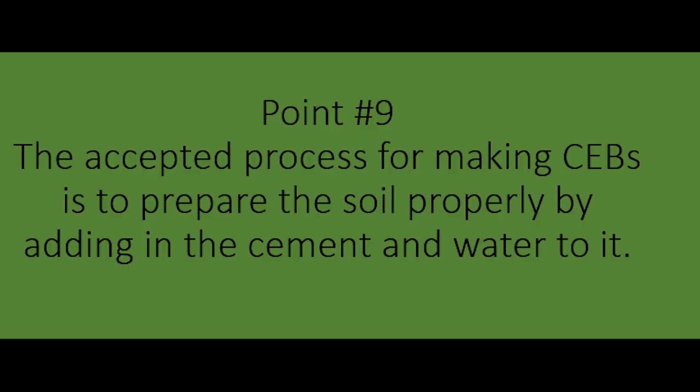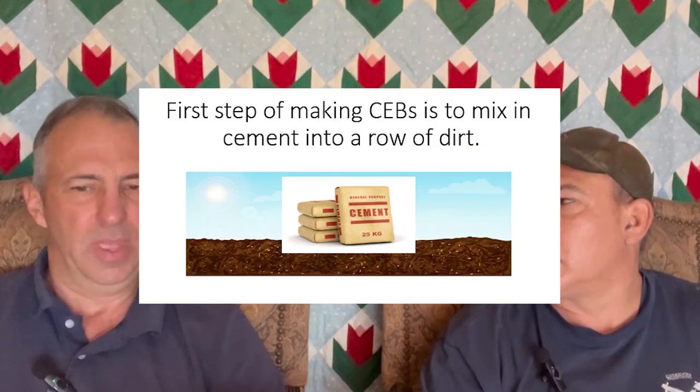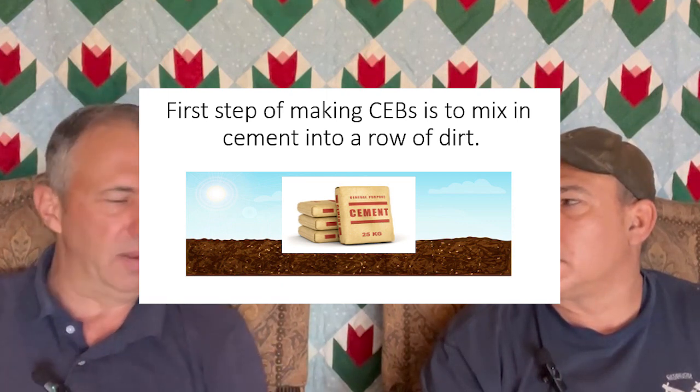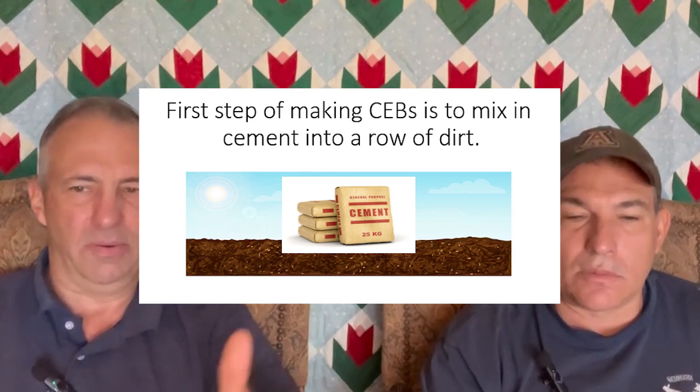Point number 9. The accepted process for making compressed earth blocks is to prepare the soil properly by adding in the cement and water to it. It was really cool when they were making them. They would mix the cement in first with a rototiller, after they had their big long line of dirt laid out on the ground.